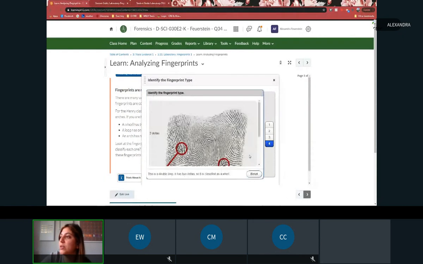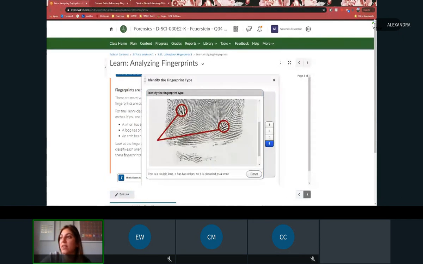There is 2. So there was this one delta that was very, very clear to us, right? But then there was this area that was a little bit less, but there, right? So then if it has 2 deltas, it's classified as a whirl.